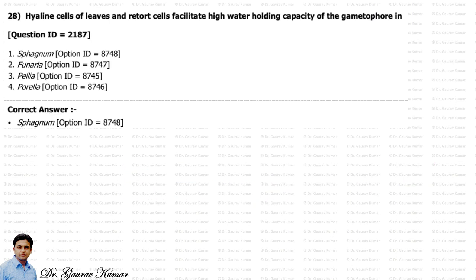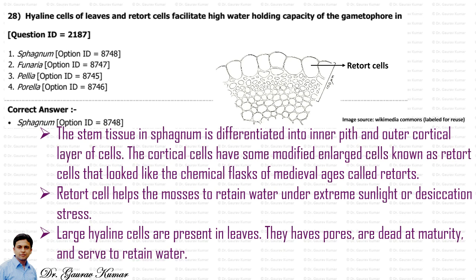Next question, hyaline cells of leaves and retort cells facilitate high water holding capacity of the gametophore in, so the answer is Sphagnum. This is repeated several times in all years. If you have seen all my videos, you will be very familiar with this diagram by now, because in every question I have drawn the same diagram.